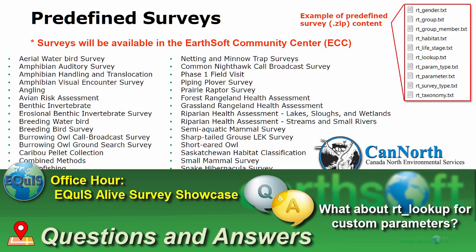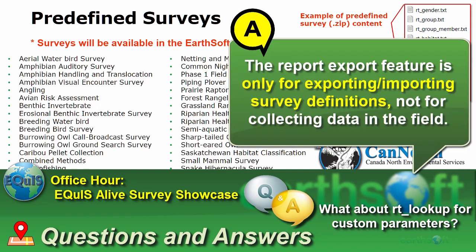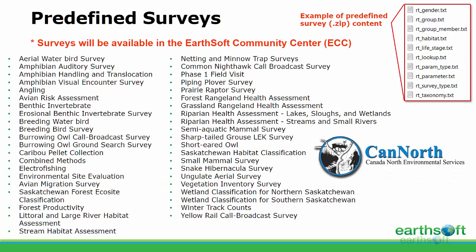And then we have another question from Allison asking about that export from the report that was published. The question was, the RVF now only consists of those tables that you'd mentioned, Caleb. What about the RT lookup for custom parameters? I also checked with Michal about that, and he clarified that the report export feature is only for importing and exporting survey definitions, like among databases, and not for the field data collection component. Does that make sense? That's right. So, good questions.